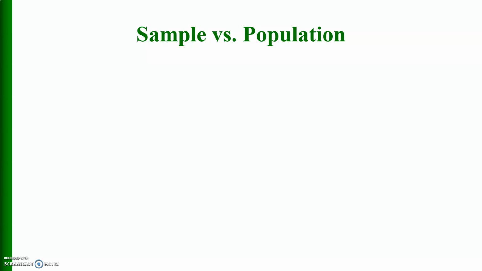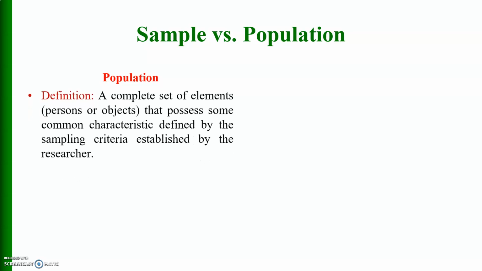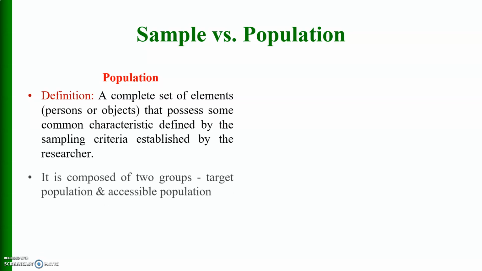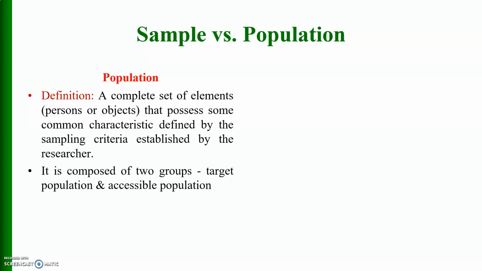Let me start with the definitions of sample and population. Population can be thought of as a complete set of all elements that possess some common characteristics defined by the sampling criteria which is established by the researcher. So these elements may be persons or objects. It is composed of two groups: there may be a target population as well as an accessible population.